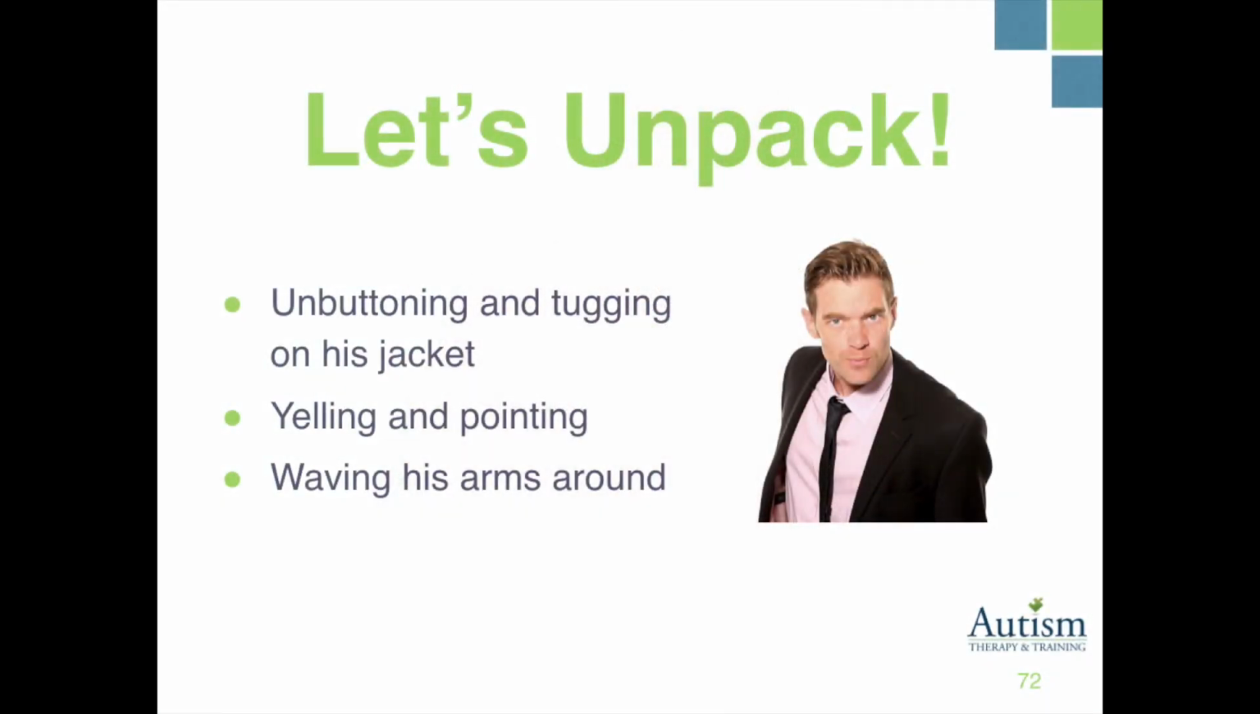Now this was a tricky one, and you can see when we're dealing with problem behaviors, a lot of things happen, and to write down as much detail can be quite challenging. But you could see here that the individual was unbuttoning and tugging on his jacket. He was yelling and pointing. He was waving his arms around.